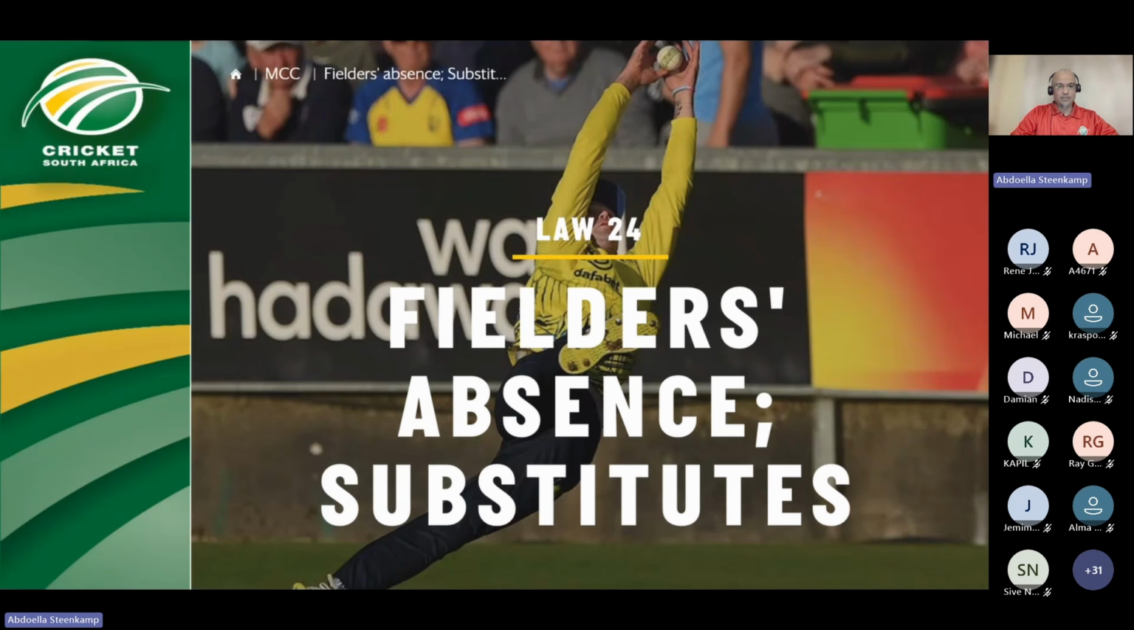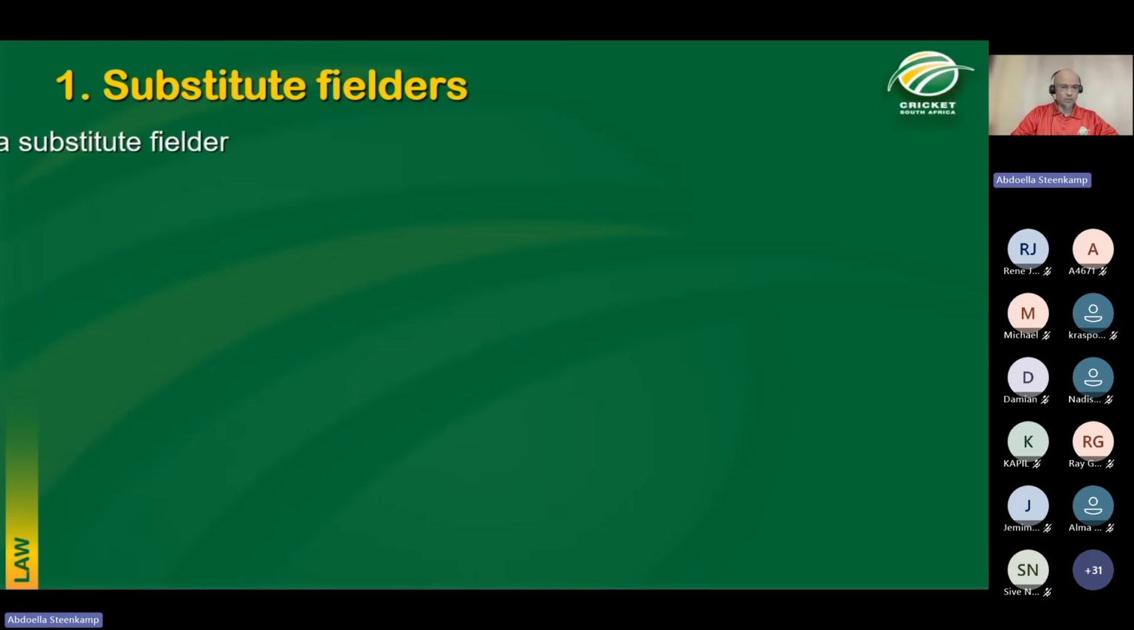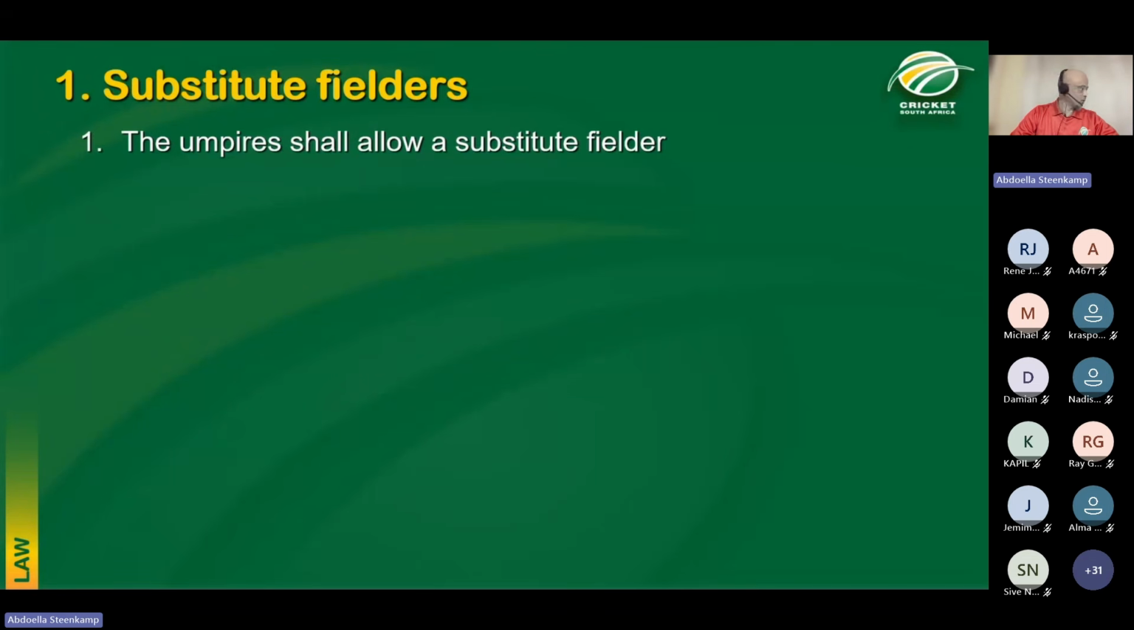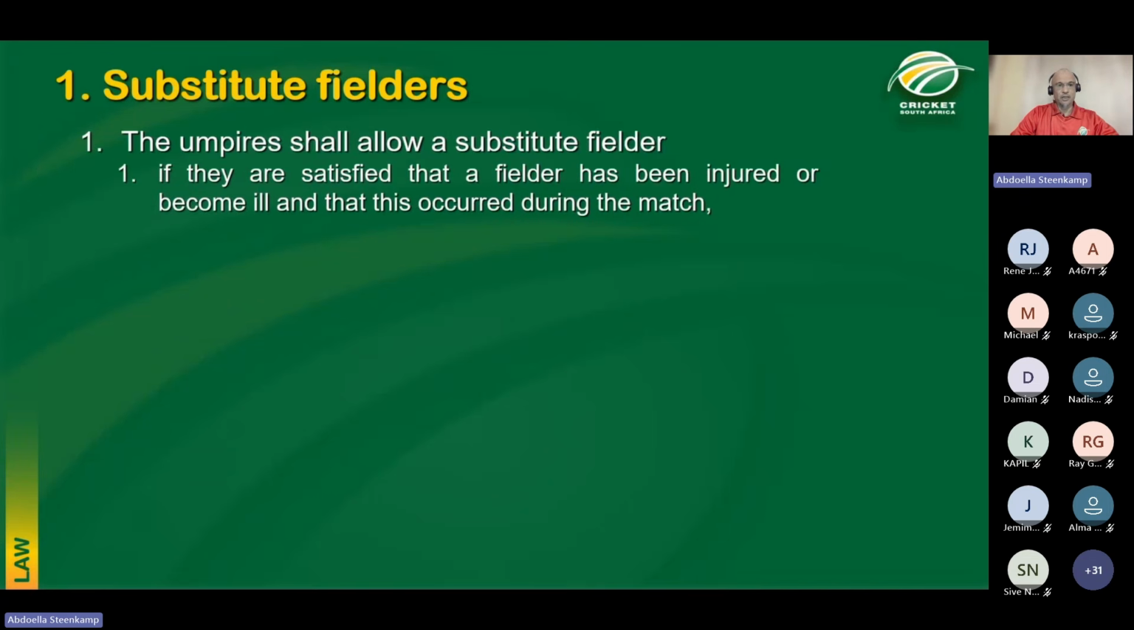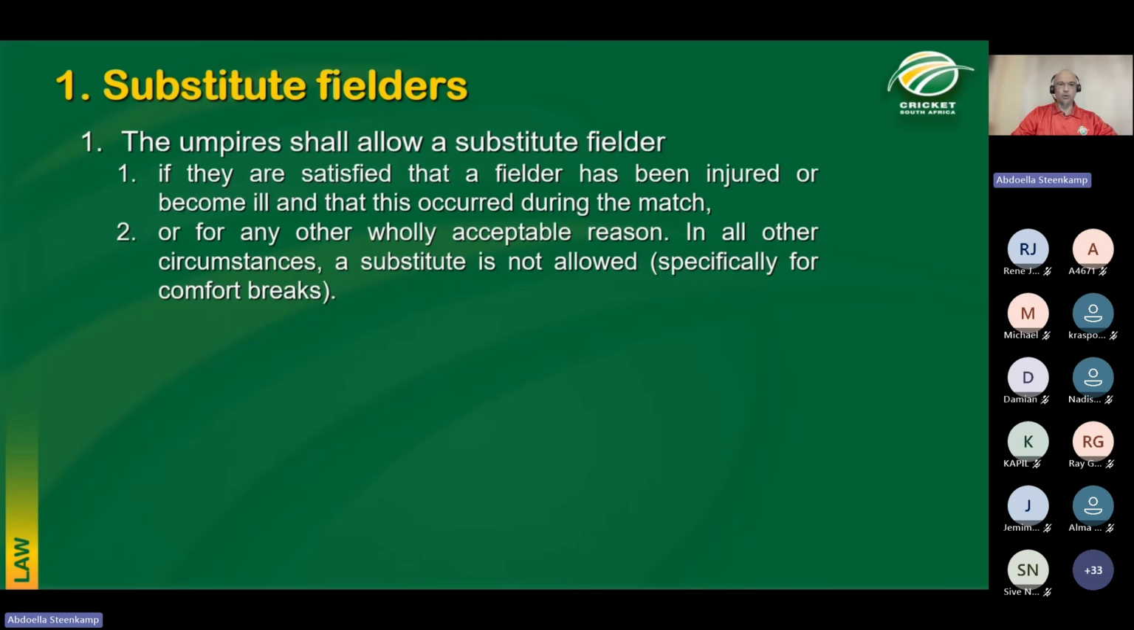When it comes to fielders' absence and substitutes, let's start with substitutes. When will the umpire allow a substitute? We will allow a substitute if we, the umpires, are satisfied that a fielder is injured or ill and that this injury or illness happened during this particular game. If that is the case, we'll allow a substitute. We'll also allow a substitute for wholly acceptable reasons.